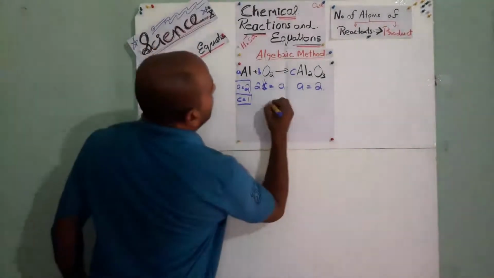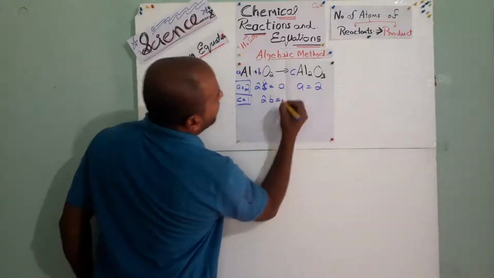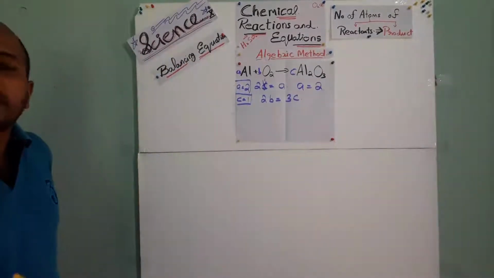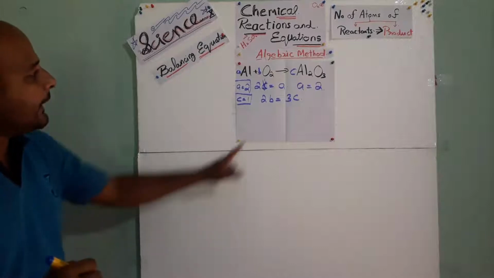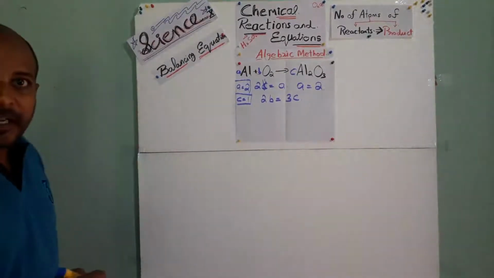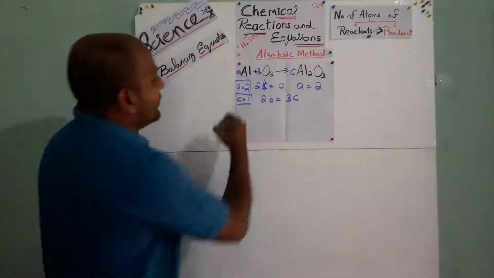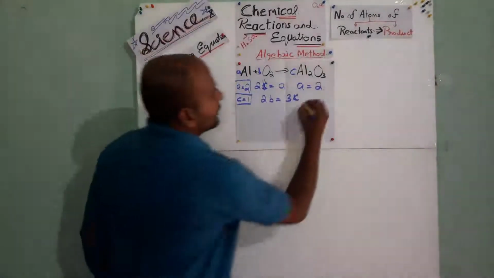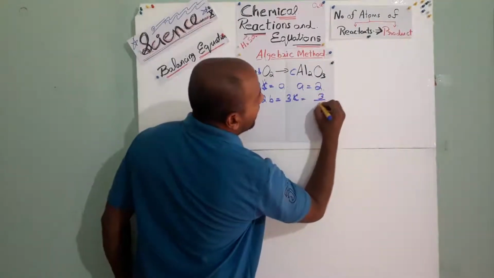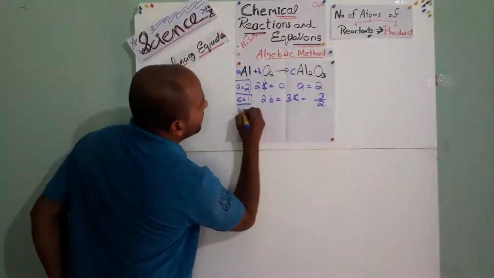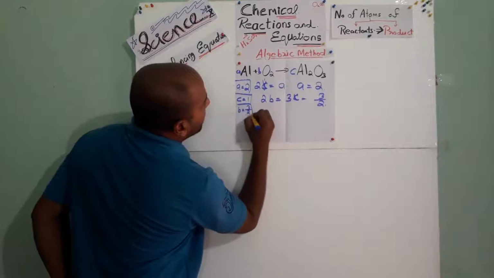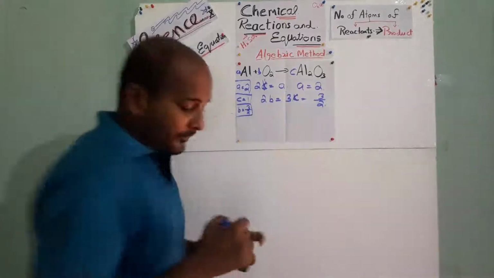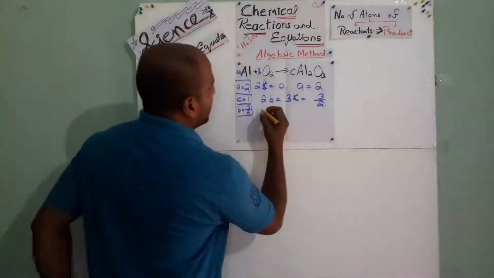Here 2B is equal to 3C. From that, how can we find the value of B? We already have C is equal to 1. So if we substitute it here, what will happen? 2B is equal to 3. So what will we get? B is equal to 3 by 2. So we have B is equal to 3 by 2. So if we write that in the equation, we will get 2Al. I will write with black ink so that you will understand very well.